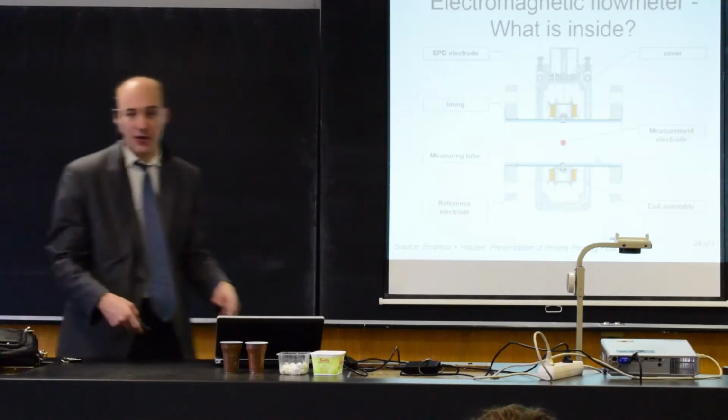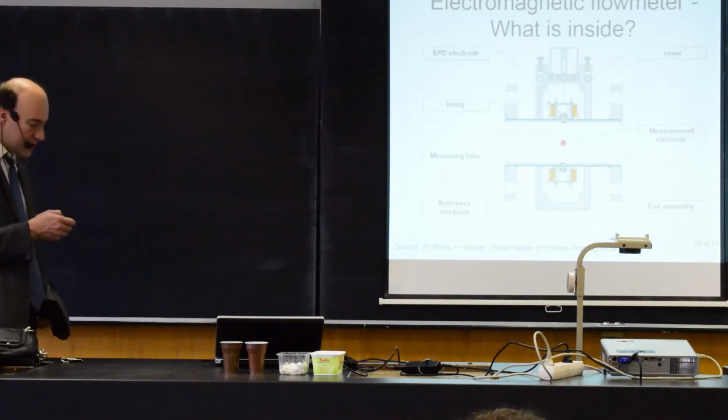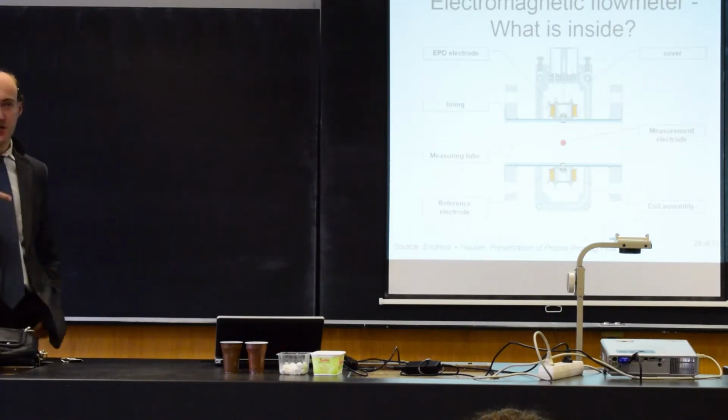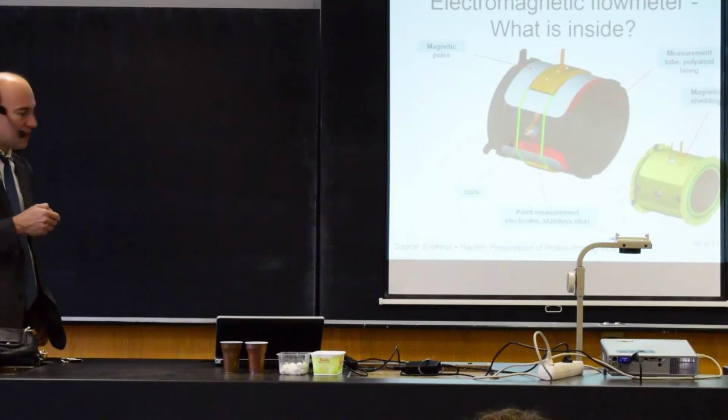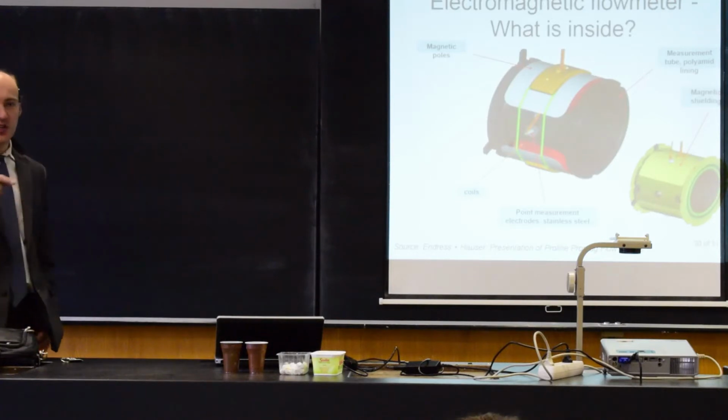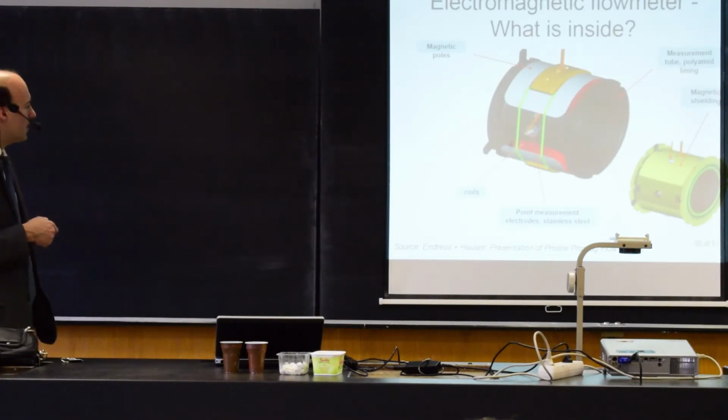So we've seen that there are two field coils. So this is a field coil and this is a field coil. It creates the magnetic field with the help of a pole shoe, which looks like this. So this is a ferromagnetic material. It distributes evenly the magnetic field through the pipe in this direction.